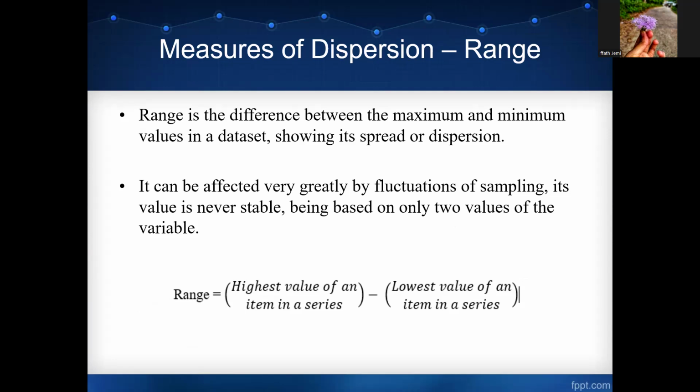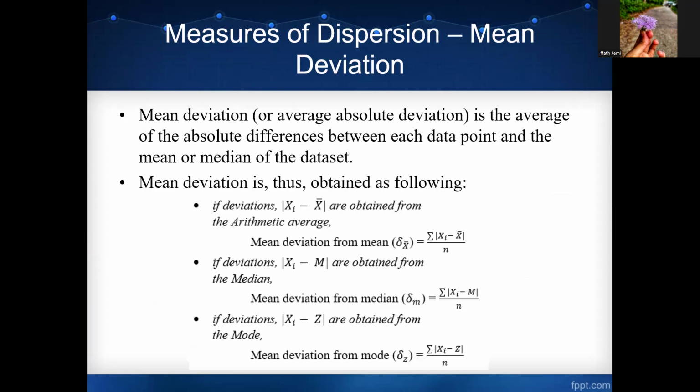A better alternative is the mean deviation, which is the average of the absolute differences between each data point and the mean or median of the dataset. It measures dispersion and variability. In calculating mean deviation, we ignore the minus sign of deviations while taking their total for obtaining the mean deviation. We can obtain it as follows, where delta equals mean deviation, n equals the number of items, and xi is the ith value of x.